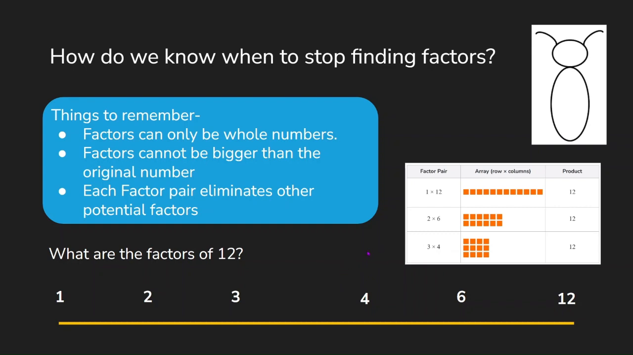So as you go through your practice of finding these factors, remember that each time you find a new factor pair, you've eliminated all of the numbers in between the last factor pair.